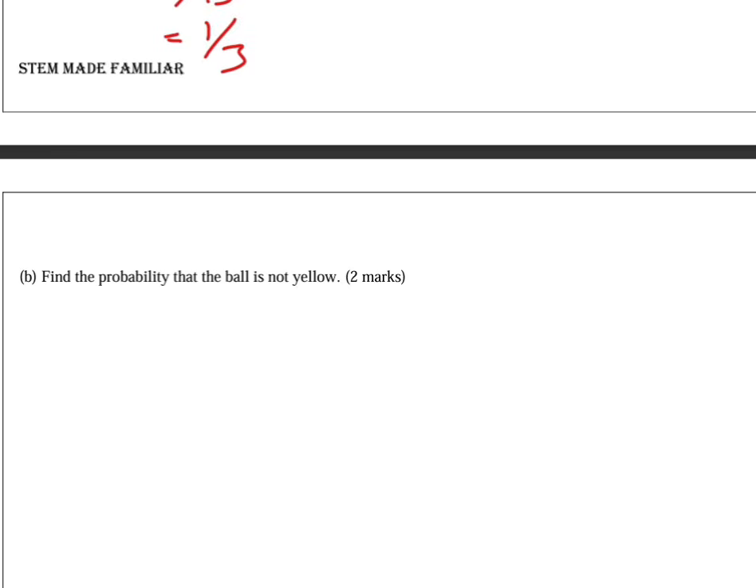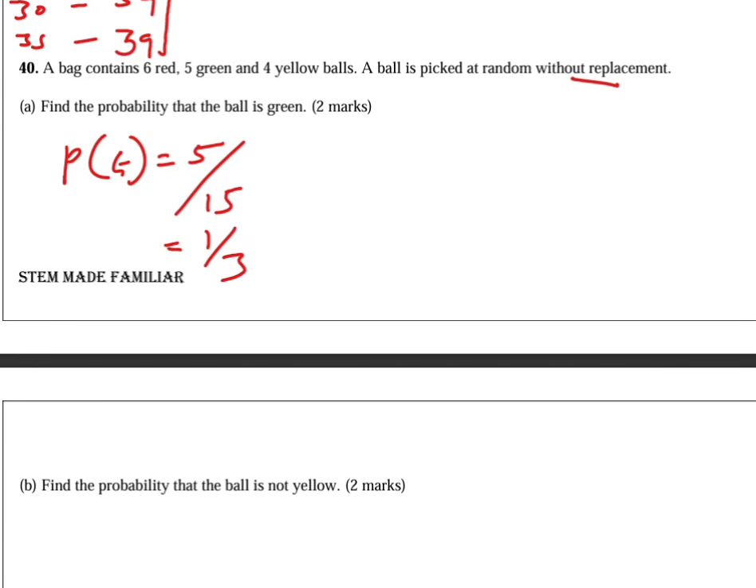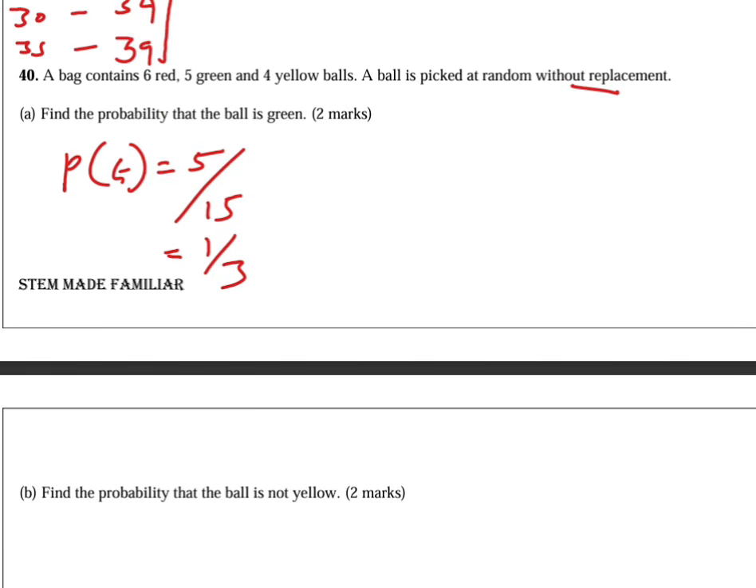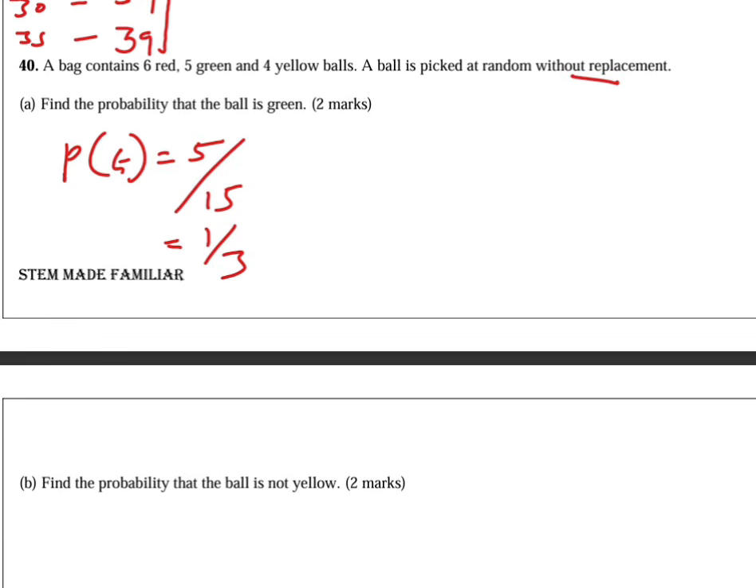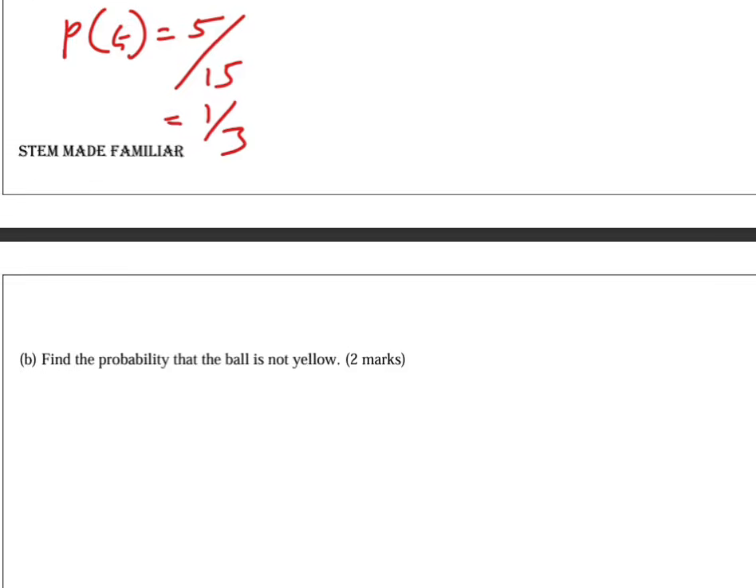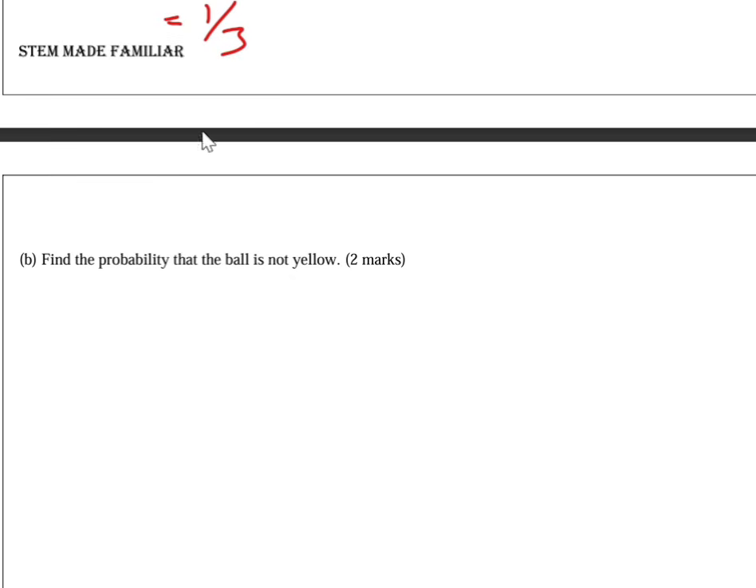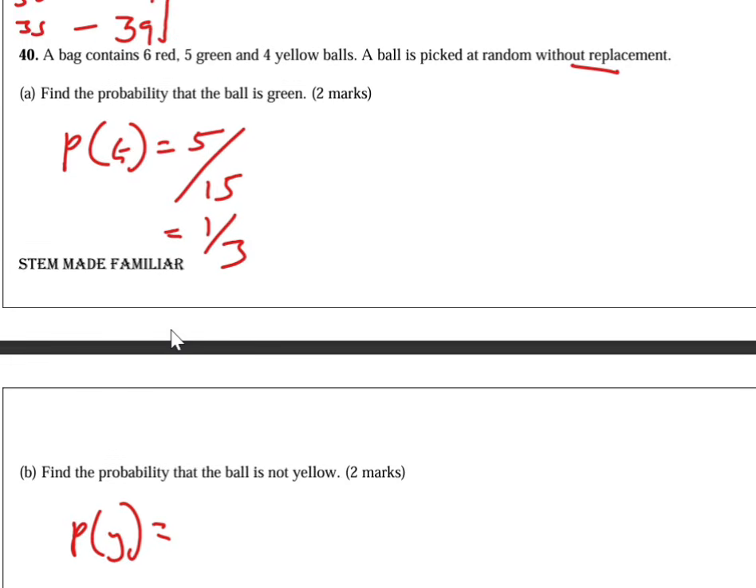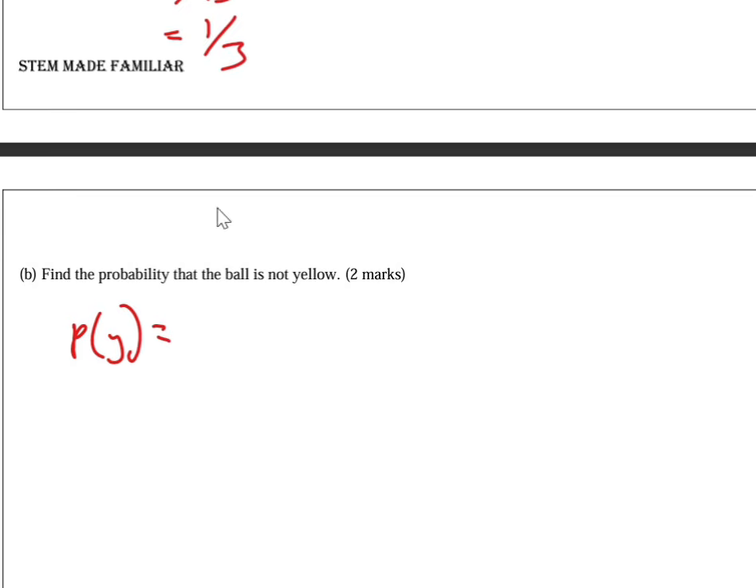Part B. Find the probability that the ball is not yellow. Inamaanisha aje? The ball can be red or green. So not yellow. Probability of picking a yellow ball. Natufanya ya yellow. Yellow ni ngapi? Yellow ni 4. You have 4 yellow balls. So itakuwa 4 over total is 15.